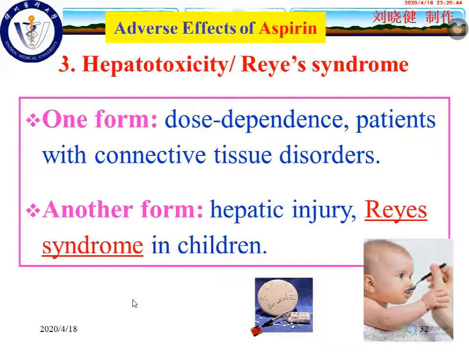The third adverse effect of aspirin is hepatotoxicity. Hepatotoxicity includes 2 forms. One form is dose-dependent, in patients with connective tissue disorders. Another form is hepatic injury caused by Reye's syndrome, which usually occurs in children.